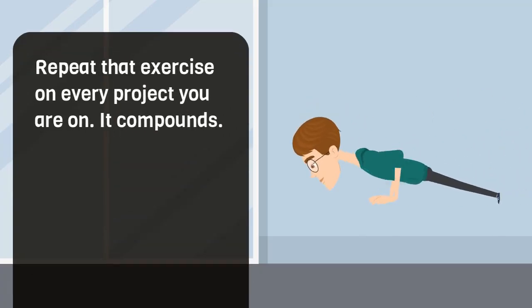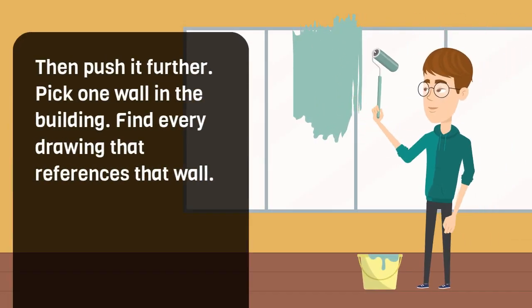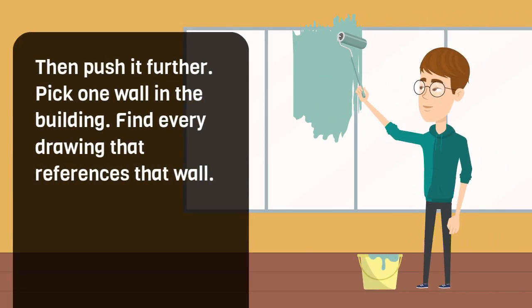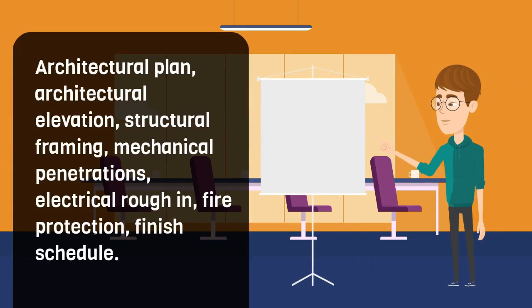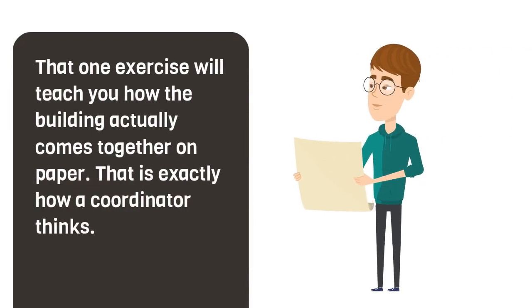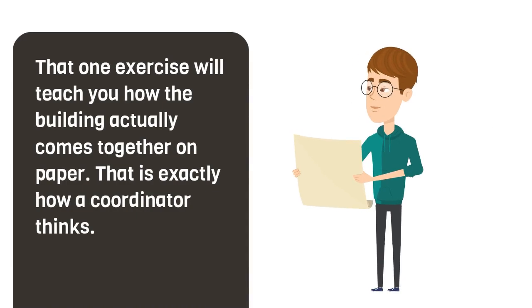Repeat that exercise on every project you are on. It compounds. Then push it further. Pick one wall in the building. Find every drawing that references that wall. Architectural plan, architectural elevation, structural framing, mechanical penetrations, electrical rough-in, fire protection, finish schedule. That one exercise will teach you how the building actually comes together on paper. That is exactly how a coordinator thinks.